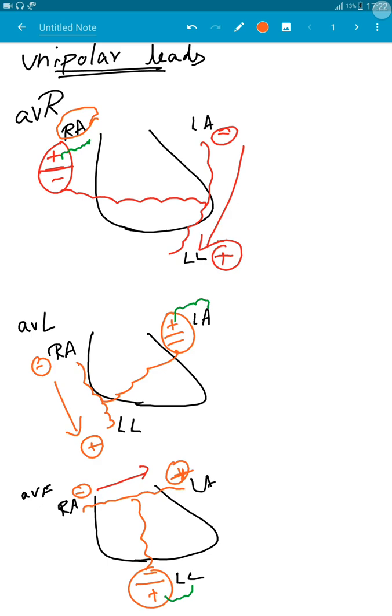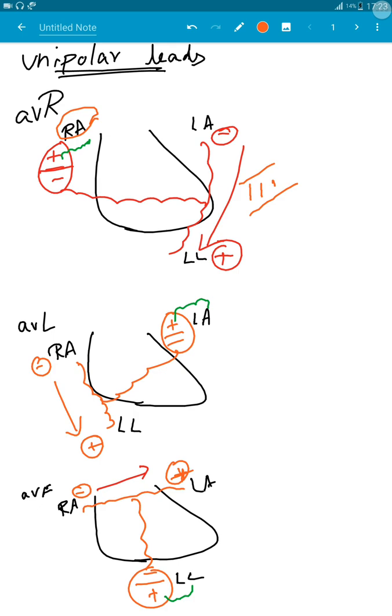First we can consider AVR, the right upper limb, and for this we take the left upper limb and left lower limb as the reference electrode. So this is lead 3. This is lead 3, you have seen it before. Left upper limb and left lower limb is lead 3, and in the right upper limb, the positive is connected to the right upper limb and the negative is connected to the left upper limb and left lower limb.